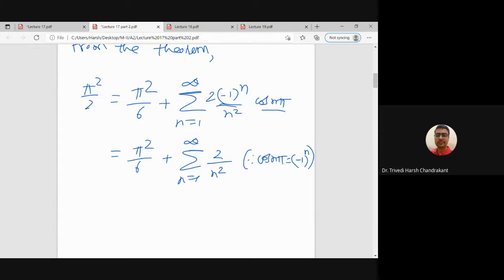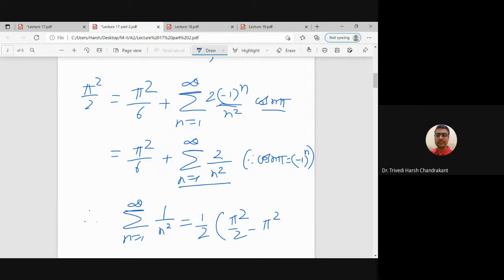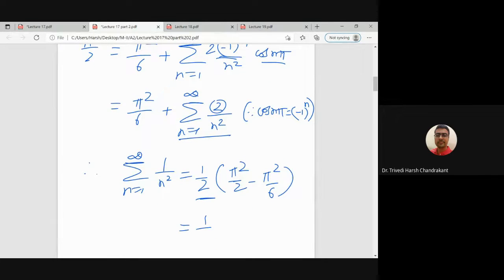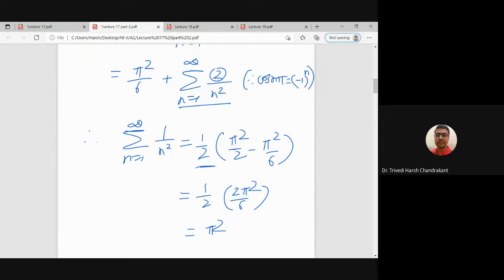So now we got this series, and then we take the numbers to the other side, we get summation n from 1 to infinity of 1 upon n square is half times pi square by 2 minus pi square by 6, right? Because this 2 we are taking on the other side, it will give us half. So now if we take LCM, this will be 3 pi square minus pi square, so that is 2 pi square by 6, right? And that is essentially pi square by 6, and the left hand side series is summation 1 upon n square, n from 1 to infinity.